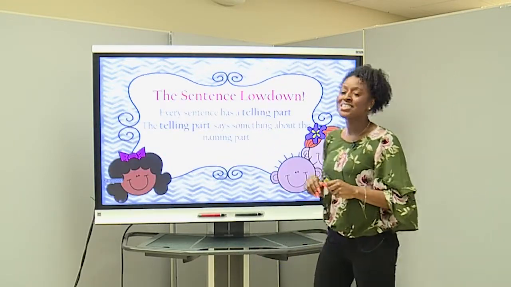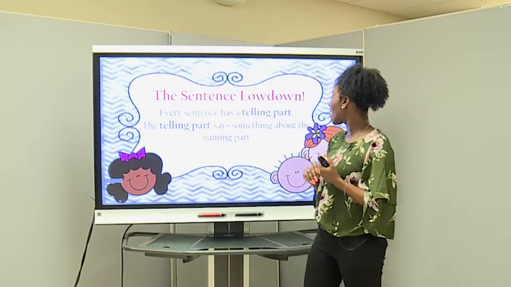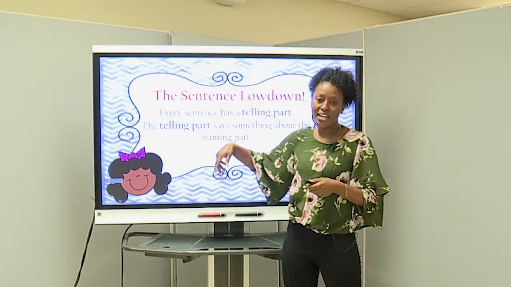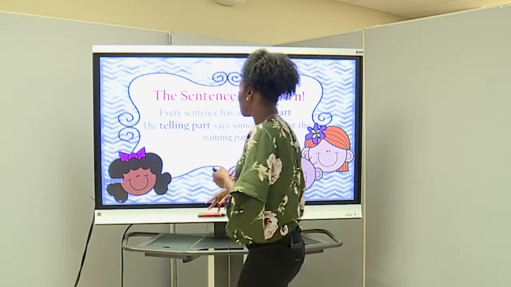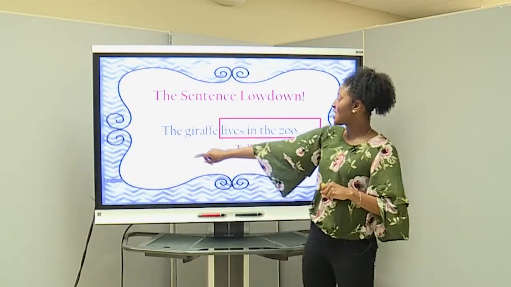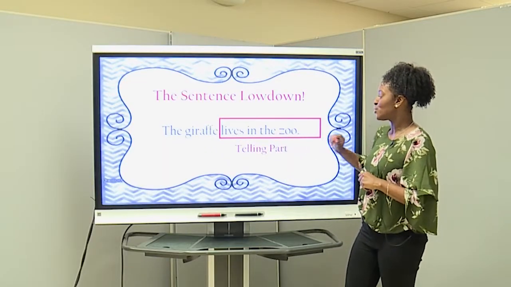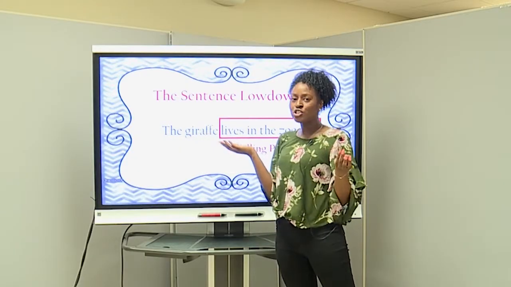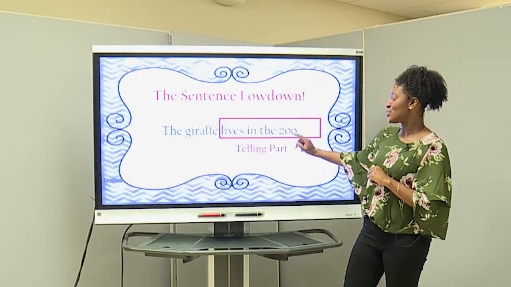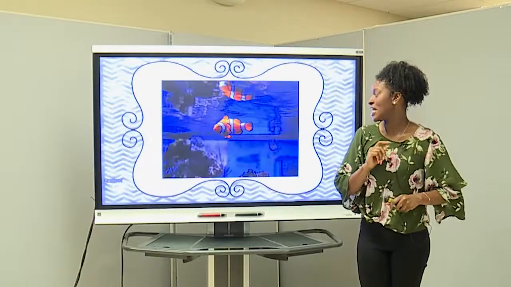Every sentence also has to have a telling part. The telling part tells something about the naming part: what they're doing, what they did, what they're going to do. Looking at this sentence again, the giraffe lives in the zoo. We already talked about the giraffe being the naming part. What did the giraffe do? Lives in the zoo. Lives in the zoo is our telling part.